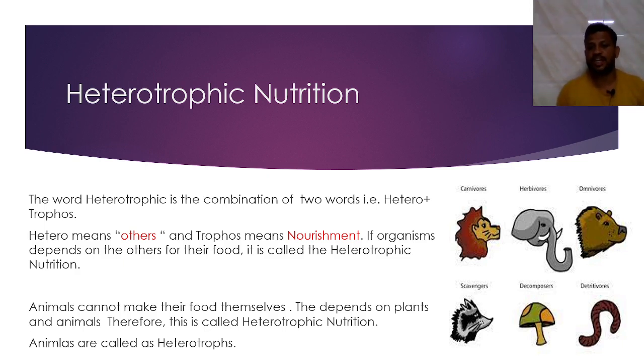We can see this in the picture here. Carnivorous animals depend upon other animals. Herbivorous animals depend upon plants. Omnivorous animals depend upon both plants and animals. If you take the example of carnivorous animals, the lion, tiger, black panther, they always depend upon other animals for their food. They hunt other animals to feed themselves.